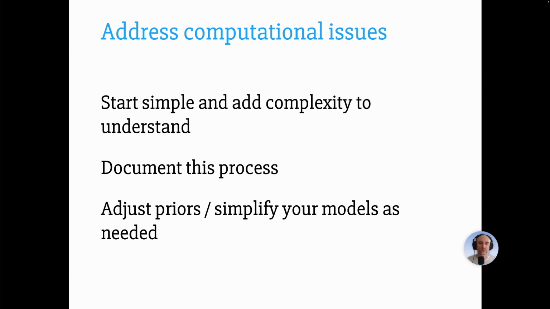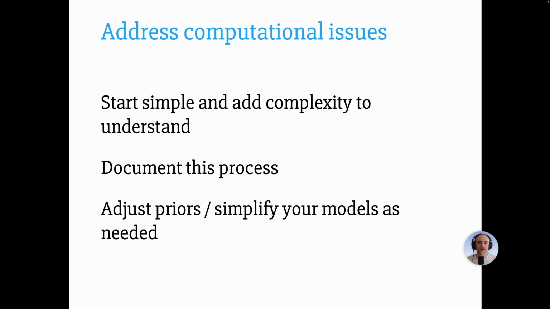We then may need to address computational issues. So those divergent transitions were a computational issue that we just talked about. And how do we do that? Well, we generally start simple and we add complexity step by step so we can understand what that complexity does to our model and to our computation of the posterior from that model.